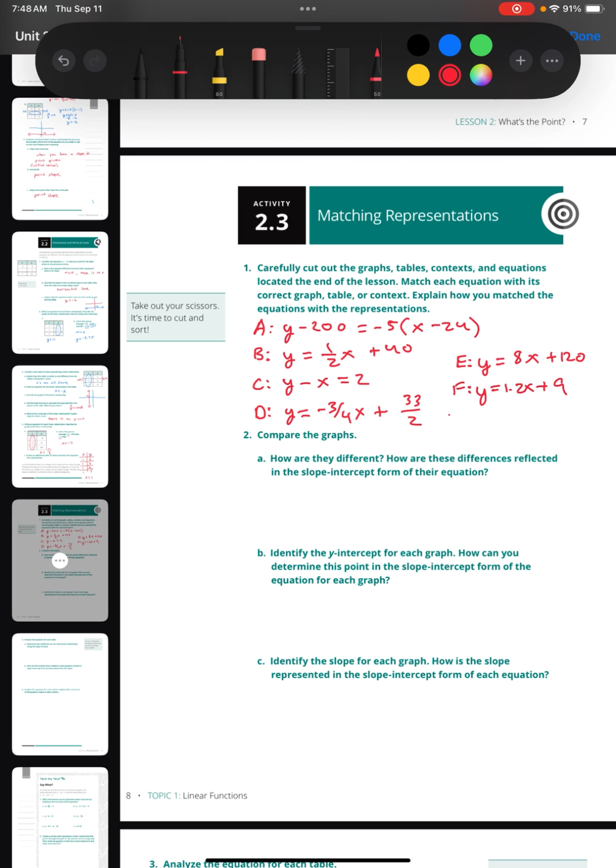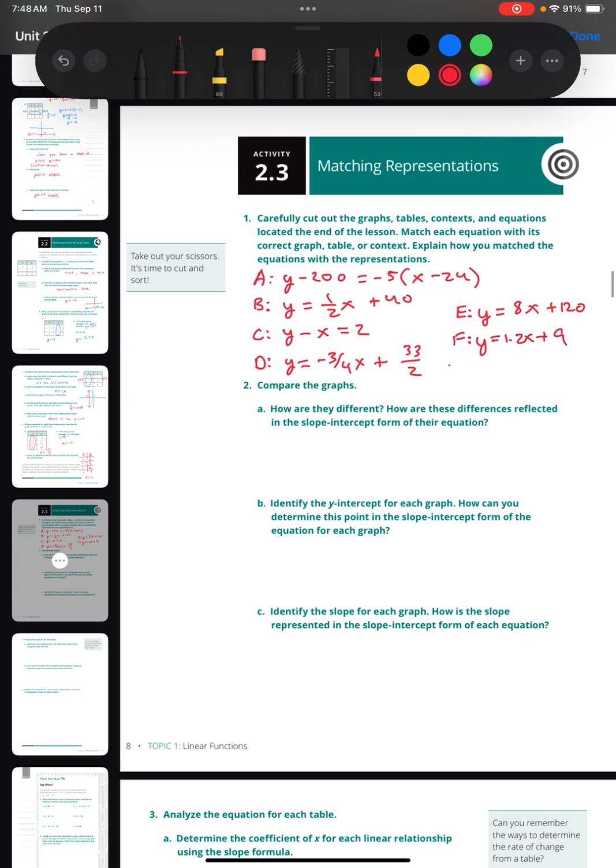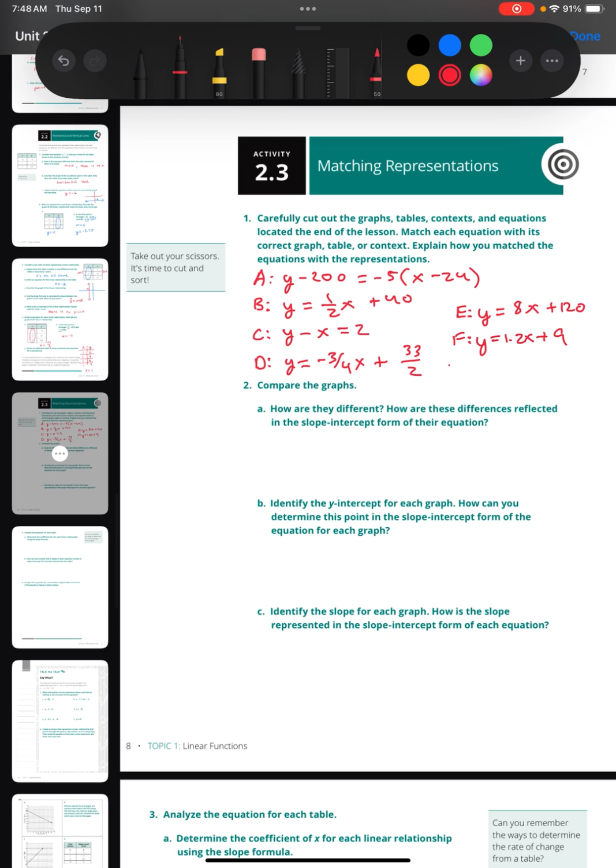Again, comparing those graphs, how are they different? How are these differences reflected in slope-intercept form of the equation? Couple varying answers you could put here. One of the graphs goes down from left to right, one goes up from left to right. The graph that goes down from left to right has negative slopes. Graphs that are going up from left to right have positive slopes. Being able to identify y-intercept in some of the equations, some of the other ones haven't defined the y-intercept depending on it is, so lots of varying answers we could put there. So I'm going to just leave those blank and let you fill in based on your observations.